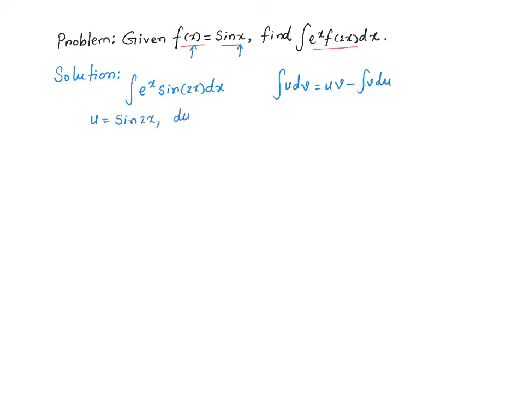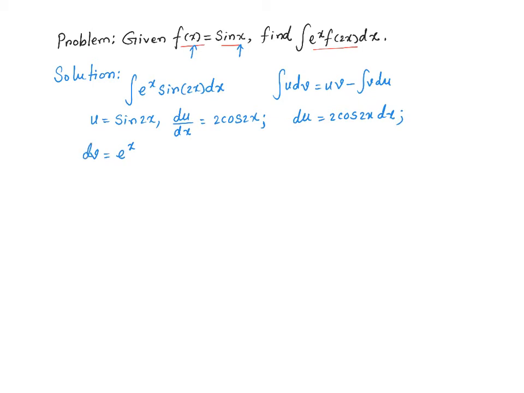Therefore my du over dx is going to be 2 cosine of 2x. I have used the chain rule here. I have taken the derivative of sine of 2x, which is cosine of 2x, then the derivative of 2x, which is just 2, and I bring the 2 up front. That gives me du is equal to 2 cosine of 2x times dx.